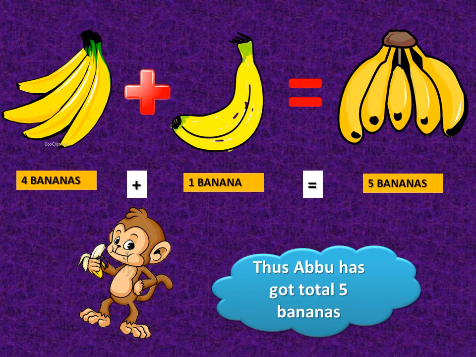Let us see. First he had 4 bananas and then he got one more banana. So this time his sum comes out to be 5 because 4 plus 1 is 5. Thus Abu has got 5 bananas now.